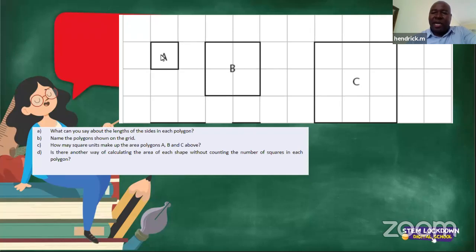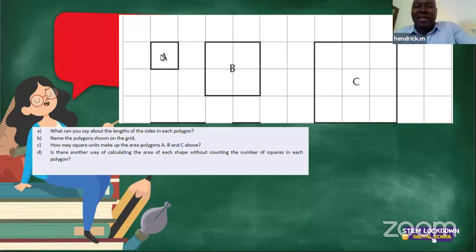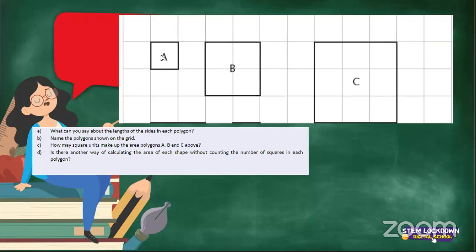Right, I see there are 2 hands up. Anyone can shoot, it is fine. What are the names? Please go ahead. Sir, the names of the shapes are either quadrilaterals or they are squares.